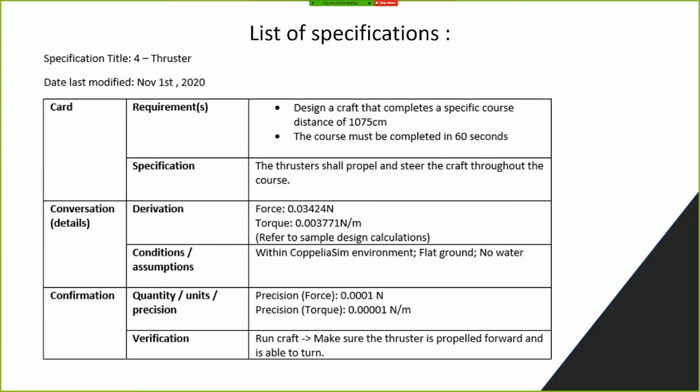The next one on the list, we have the thrusters. For this specification, the thrusters shall propel and steer the craft throughout the course. For that, we need a force of 0.03424 newtons and a torque of 0.003771 newton meters. Those two have a precision of 0.001 newtons for the force and 0.0001 newton meters for the torque. As for the verification, we will run the craft and make sure the thruster is able to propel forward and able to turn when needed.